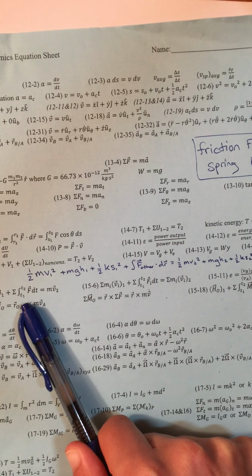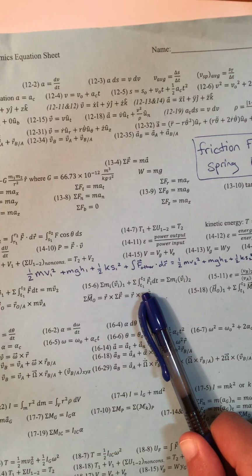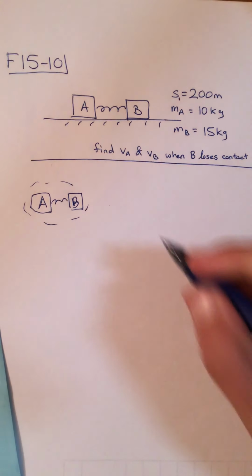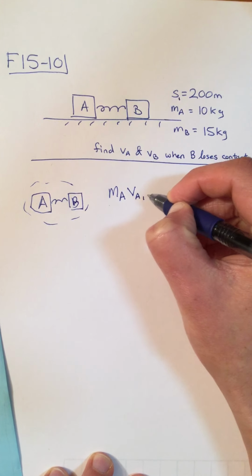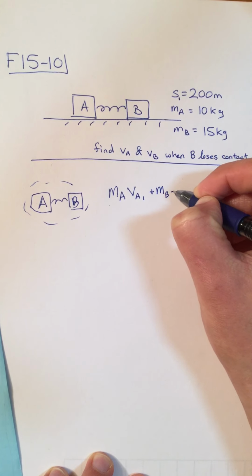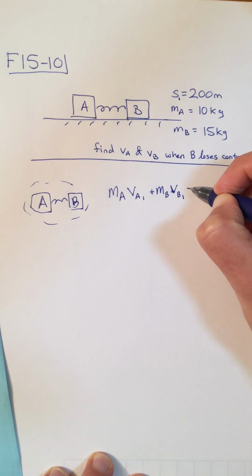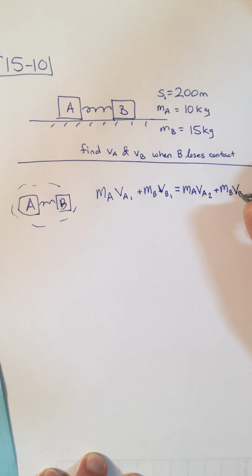We have two objects in our system, object A and object B, so we can do the sum of the momentum for object A and B plus the impulse of 0 is equal to the sum of the final momentum for object A and object B. That gives us the mass of A times the velocity of A initially plus the mass of B times the velocity of B initially, with an impulse of 0, is equal to mass A times velocity of A finally plus mass B times velocity of B finally.